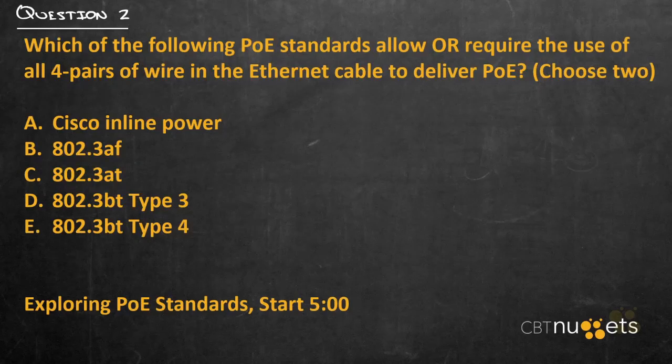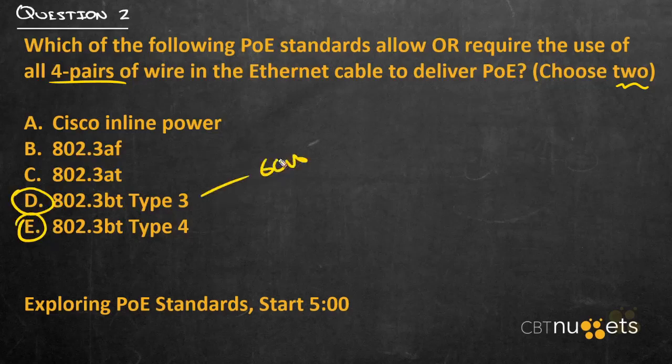Question number 2. Which of the following PoE standards allow or require the use of all 4 pairs of wire in the Ethernet cable to deliver PoE? Choose 2. The answer is Type 3 and Type 4, 802.3bt. This is where we can deliver up to 60 watts and up to 100 watts of power.